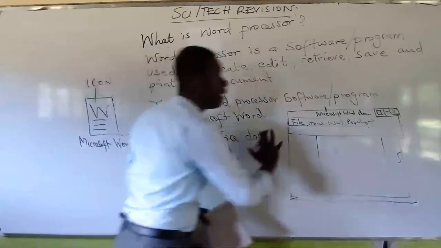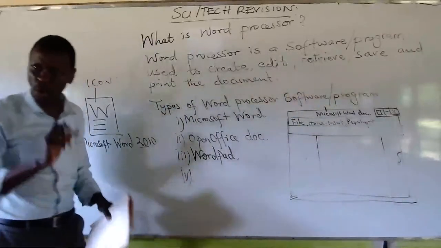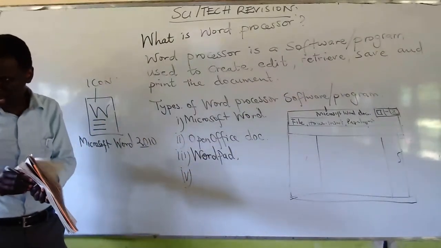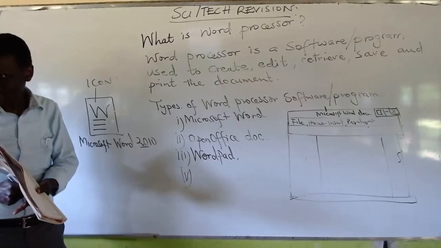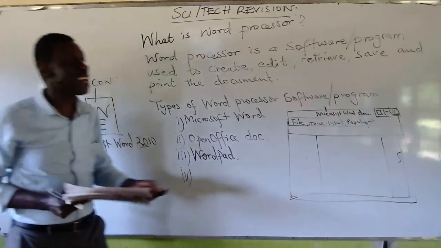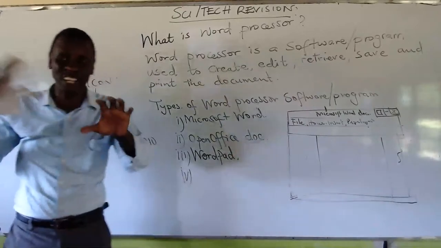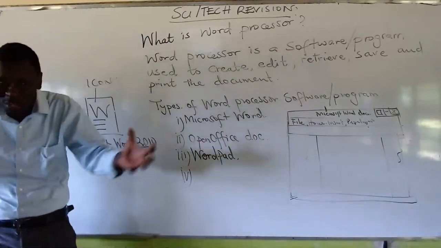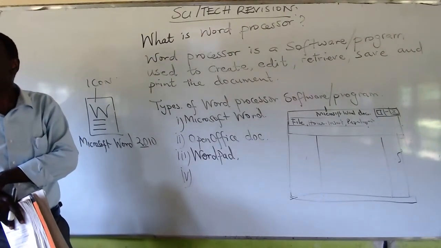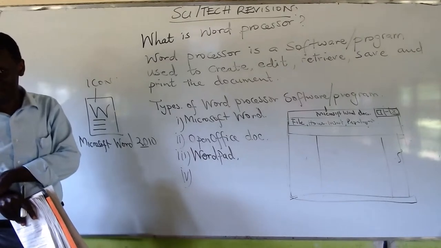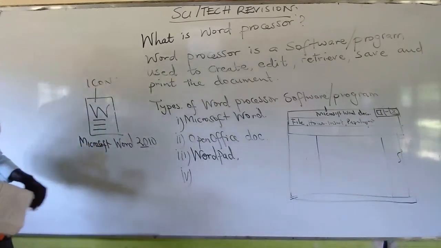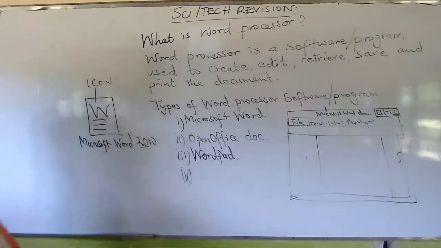Now these contain the components of a word processor. All those components combined form what we call a word processor program. And remember, all these we are referring to are coded. Those are coded instructions. Put together, they form a software or a program. Remember coding in grade 4? Okay, that is it.